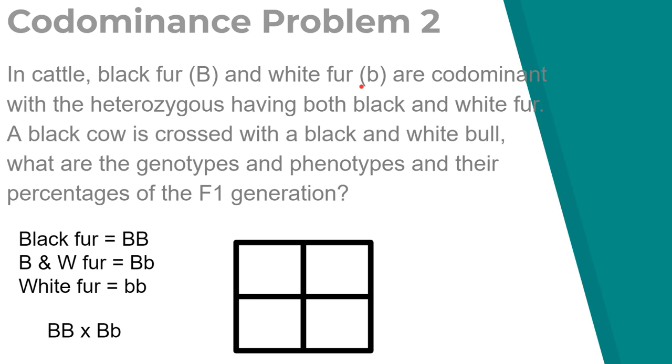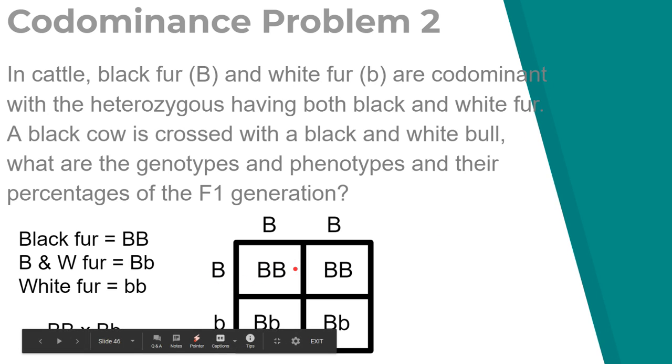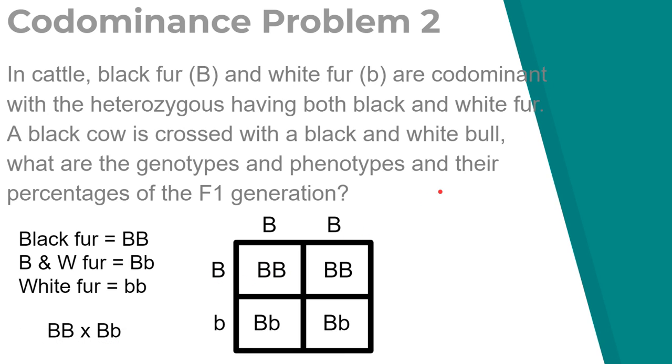My step 3 is to put it into a Punnett square. So I'm going to put one of the parents on the top, the other one on the side, and then we're just going to go through and again play Battleship. So this is what you should get when you bring the letter down from the top and the letter over from the side. The next step is to find the genotypes and their percentages of the offspring.